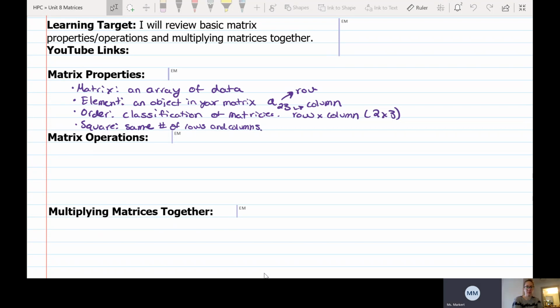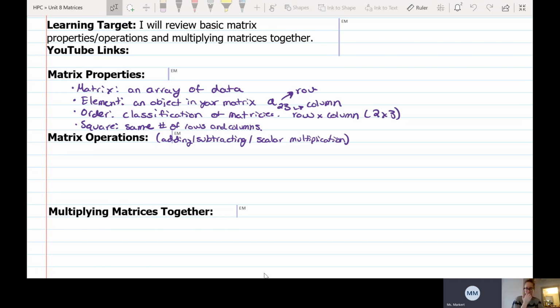So for matrix operations, this included adding, subtracting, and scalar multiplication. And for these ones, we had three key points. So we had two key points for adding and subtracting, and then one key point for scalar multiplication. So I'm going to go over those again. And then hopefully this is, again, review for you guys. Remember that you can do these on your calculator if you want. I would suggest for this one, maybe just practice doing it by hand.